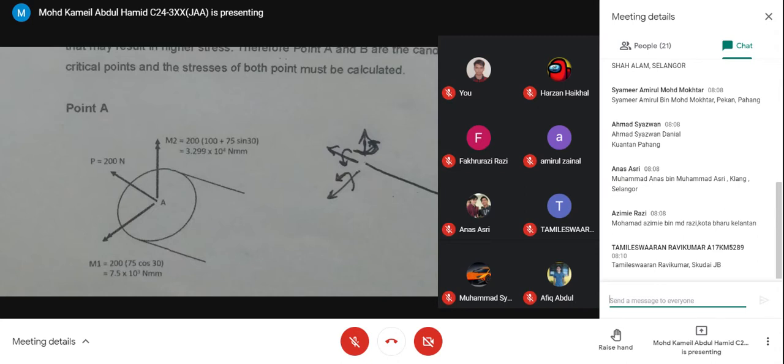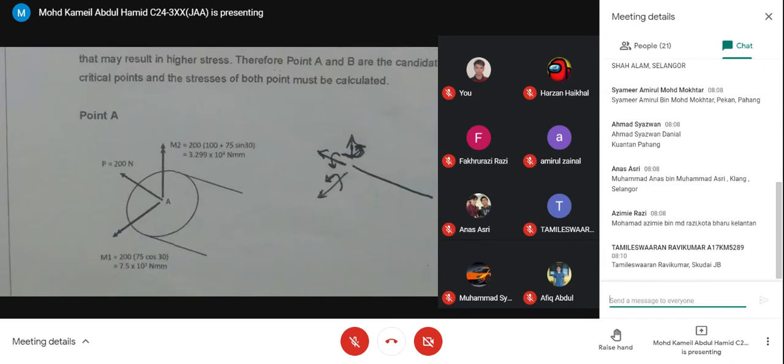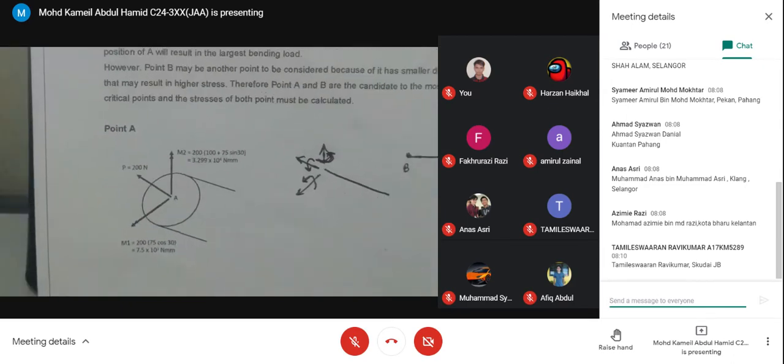Okay, then for M2 is 200, 100 tambah 75 cos theta. Value tu betul, cuma sin dengan cos tu ada silap sikit. Okay, so ini yang kita dah tengok juga itu. Okay, so this is the true support reaction.